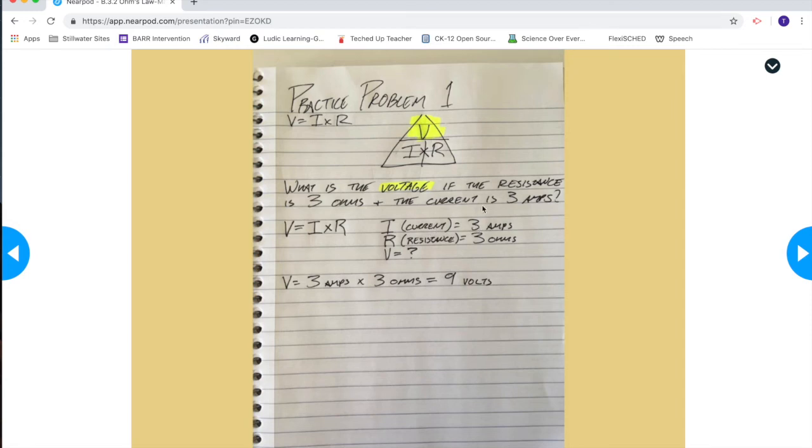I is current, which is 3 amps, listed right there. R is resistance, 3 ohms, which is listed right there. And we are solving for voltage. Therefore, voltage equals 3 amps times 3 ohms. When you multiply amps by ohms, the unit becomes volts. 3 times 3 is 9, and there's our answer.